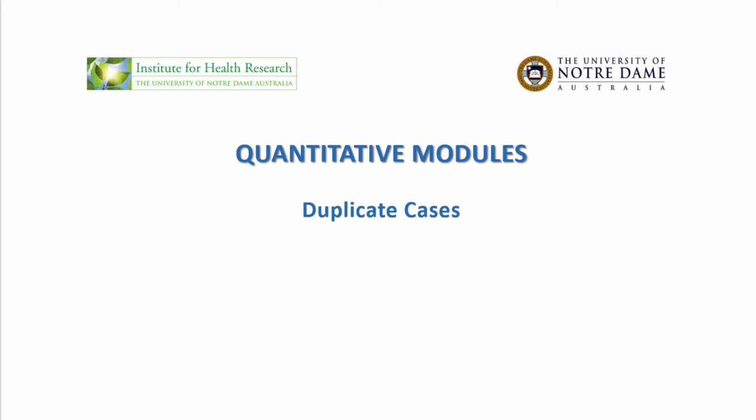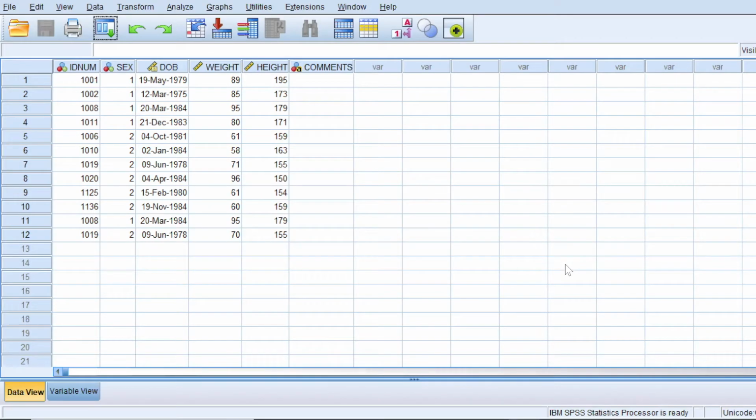This module will show you how to find duplicate cases. Data entry mistakes are a reality. Despite our best efforts, errors can and will be made. Duplicate cases may occur in your data for many reasons, including data entry errors in which the same case is accidentally entered more than once.